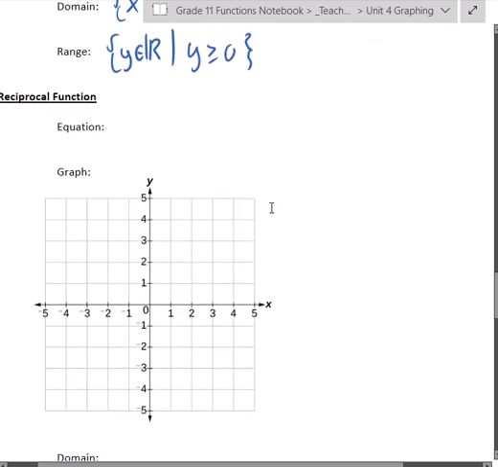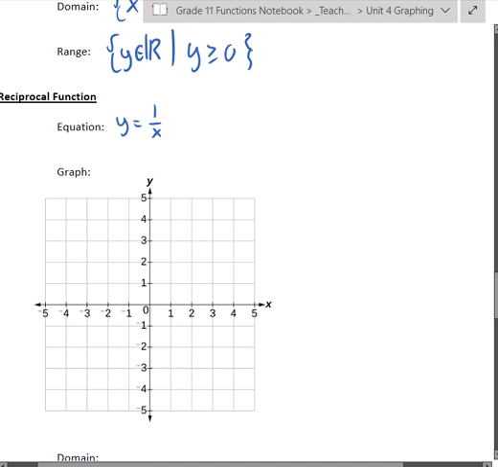Next we have the reciprocal function. Now the reciprocal function, well, it's reciprocal, so we know, for instance, if we have 2, the reciprocal of 2 is 1 over 2. So if we have x, the reciprocal would be 1 over x. So the reciprocal function, its parent function, is 1 over x. I should say y equals 1 over x. There we go.